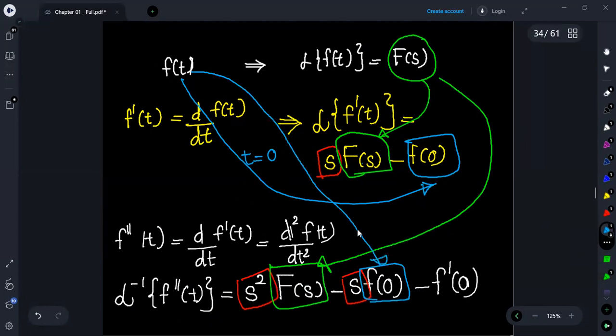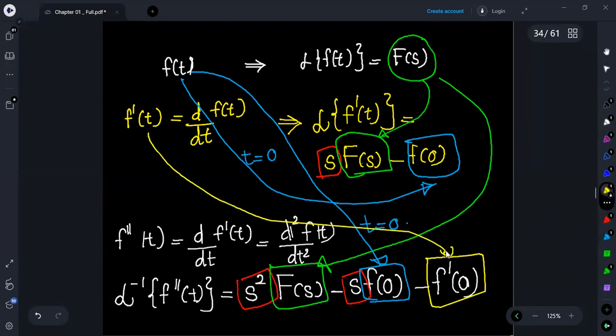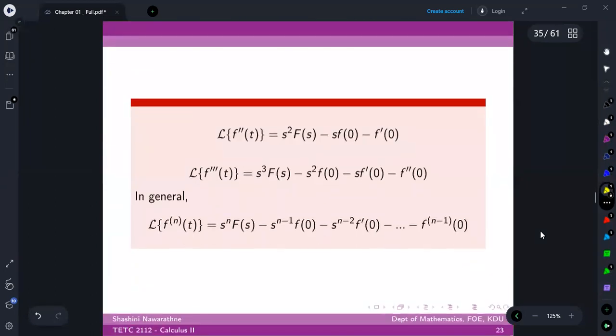And this simple f of 0 is the value of the function f of t when t is equal to 0, and this f dash 0 is the derivative of the function when t is equal to 0. So once we have identified all those terms, we can obtain the Laplace transform of the second derivative as well. So this is a summary.